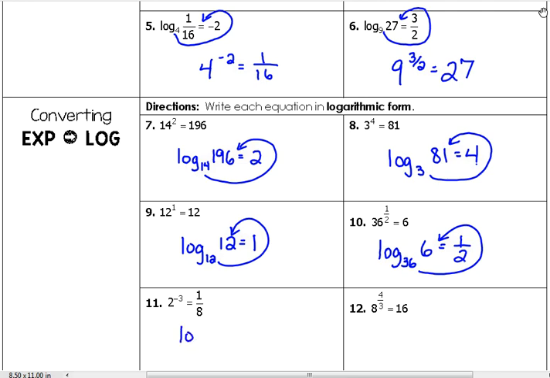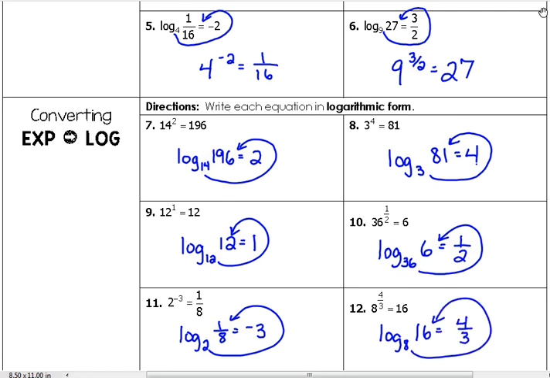Number 11, log base 2 of 1 over 8 is equal to negative 3. Swoop it around. 2 to the negative 3rd is equal to 1/8. Number 12, log base 8 of 16 is equal to 4 over 3. 8 to the 4/3 equals 16. That's all there is to it, to go from log form to exponential form and vice versa. Pretty easy, right?